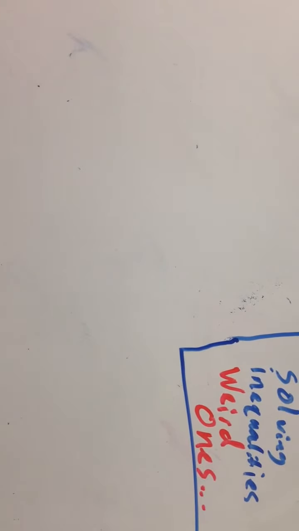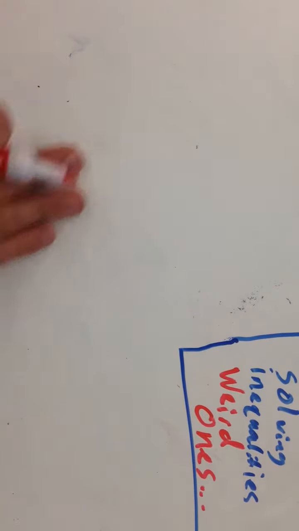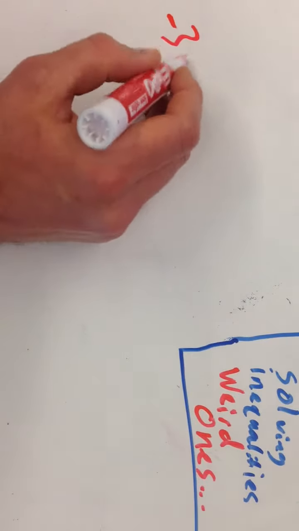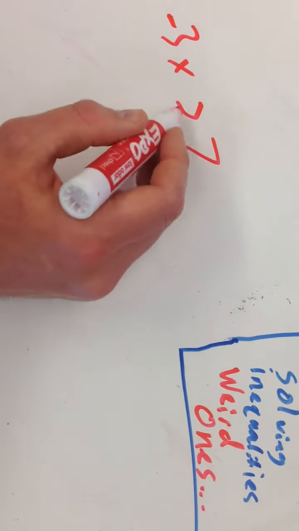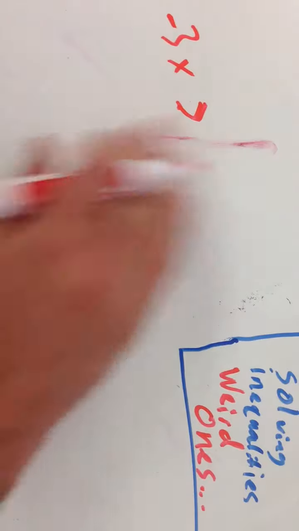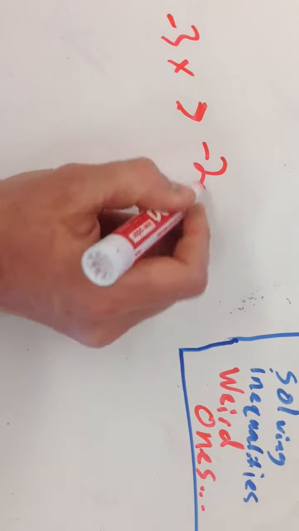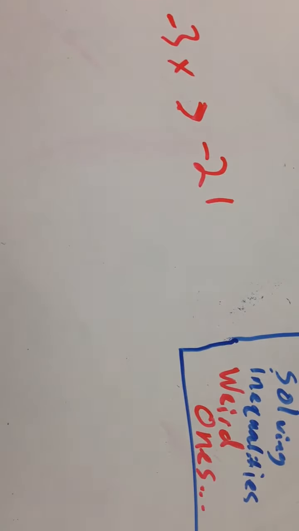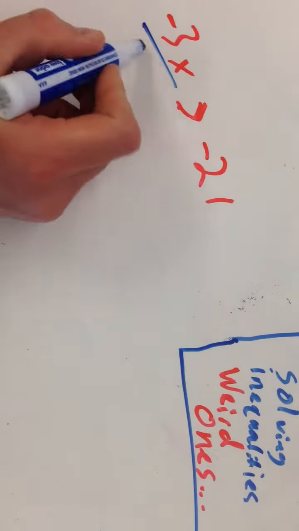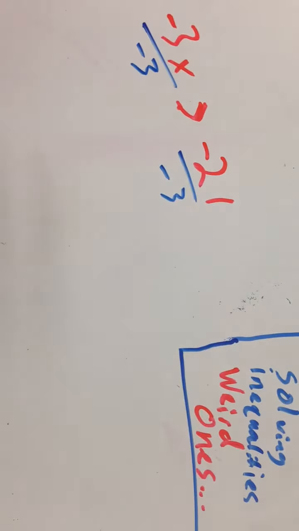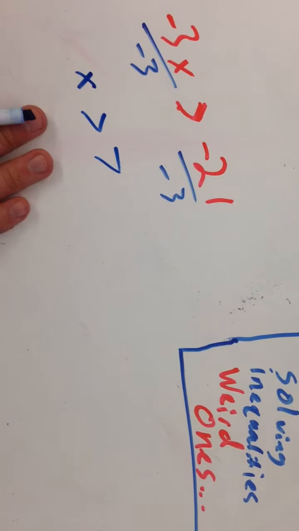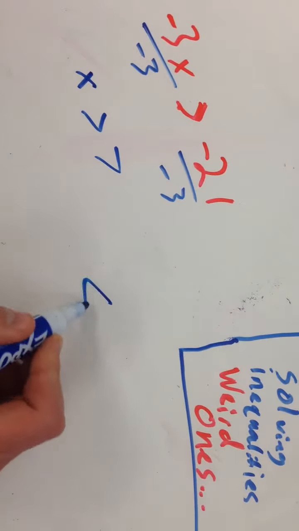So we've got some issues with some of the inequalities we want to solve, and it comes down to this. What if we have negative 3x is greater than negative 21? Just like in the previous video, I want to divide both sides by negative 3, and I want to have x is greater than 7. And everything seems like it's going according to plan.